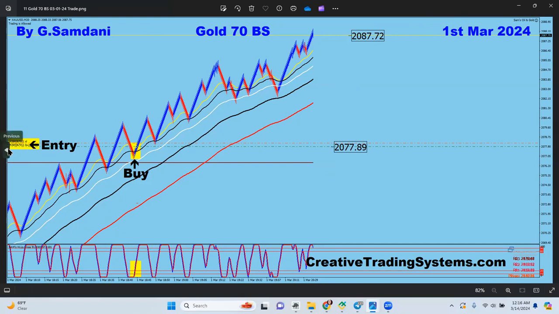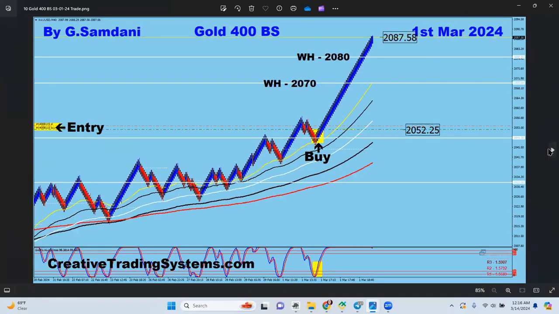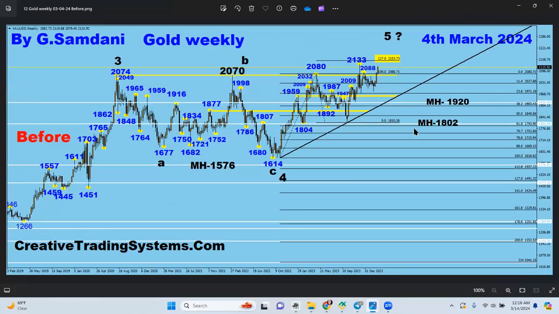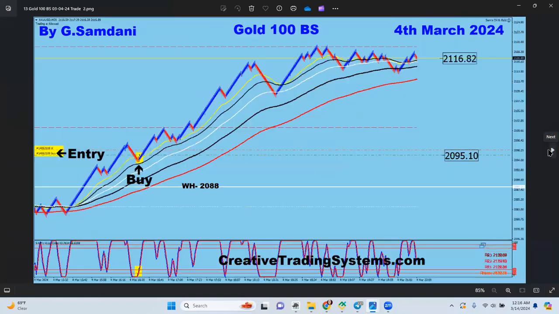Again, this one on the 1st March from 2077 to 2087. I took this one, and my son took this one from his computer, which is why there are two trades. Then you see that this is where we were on the 4th March. The target is still 2153 on the weekly chart and 2184 on the monthly chart.